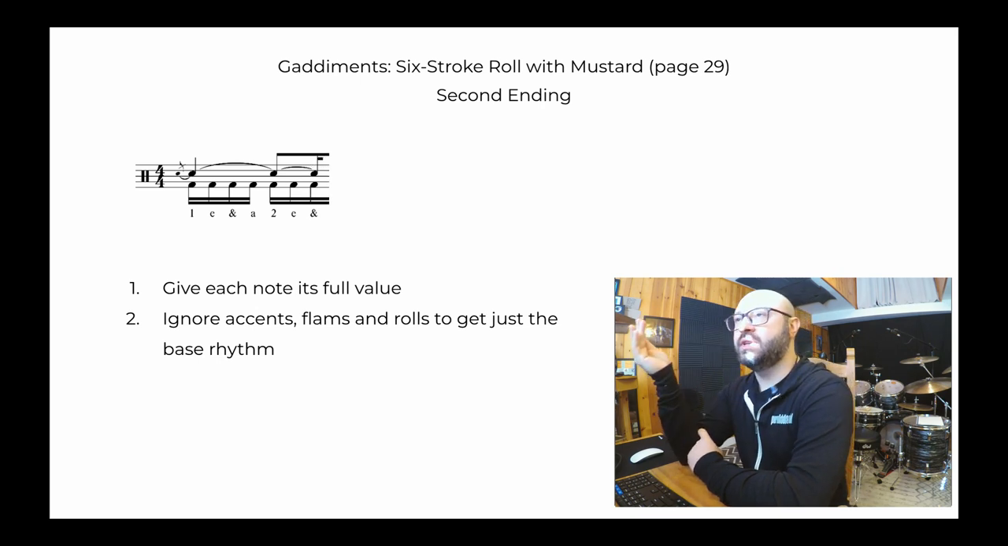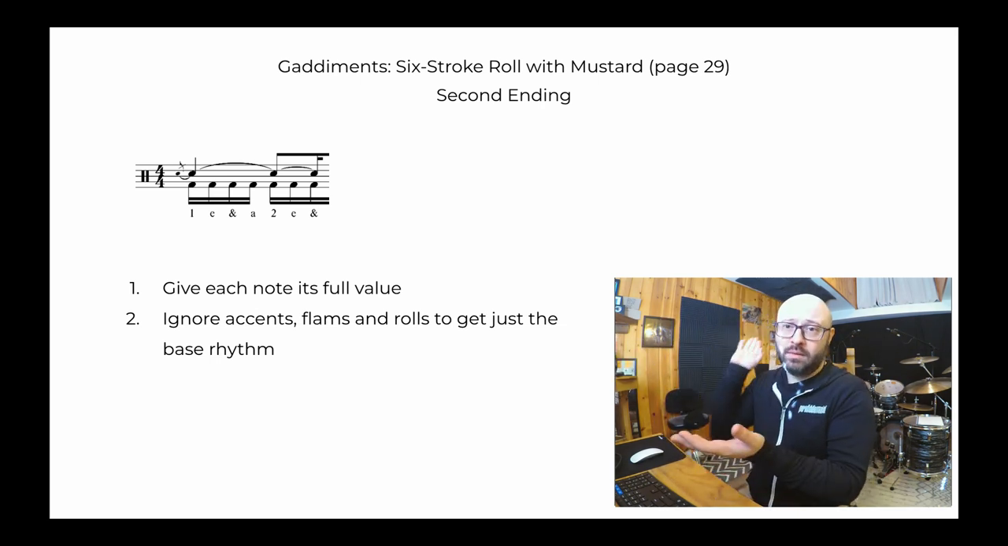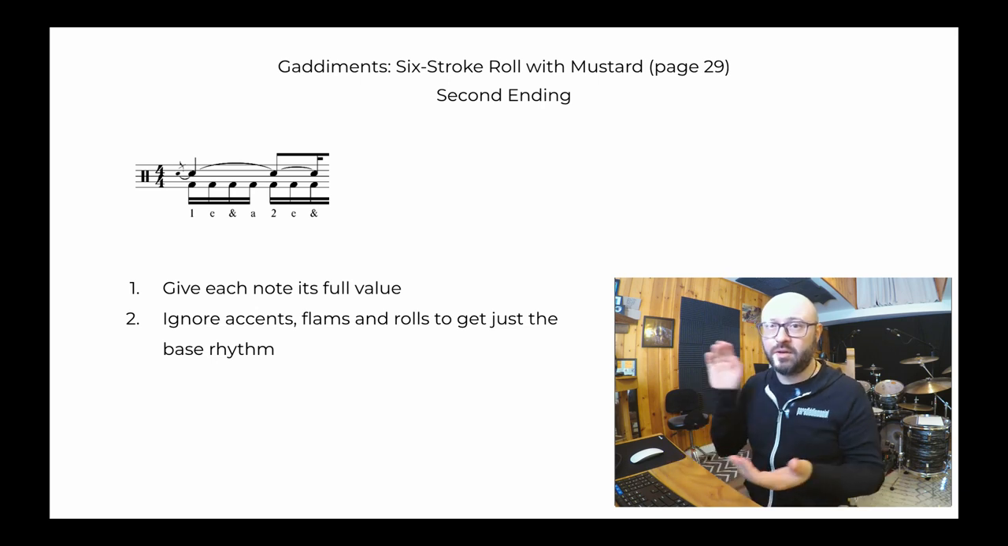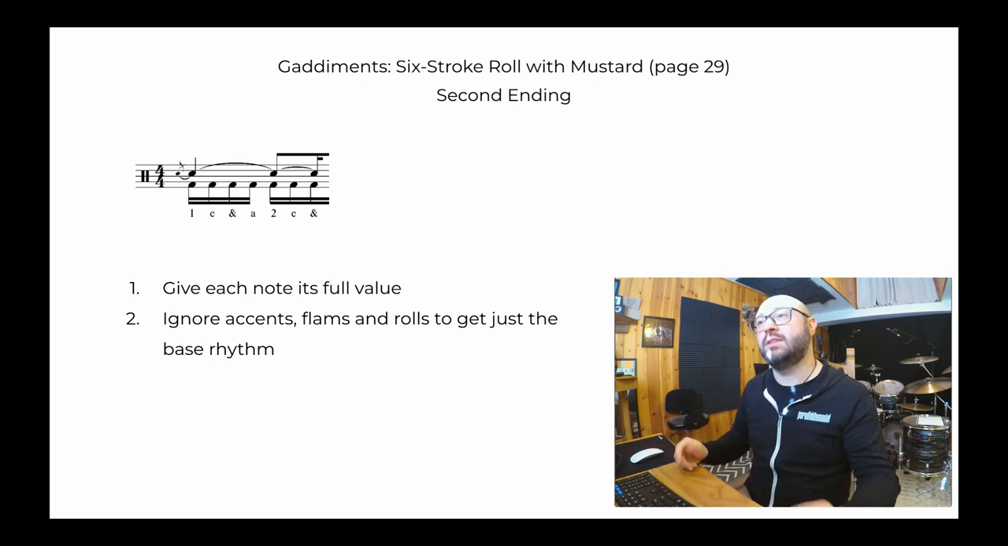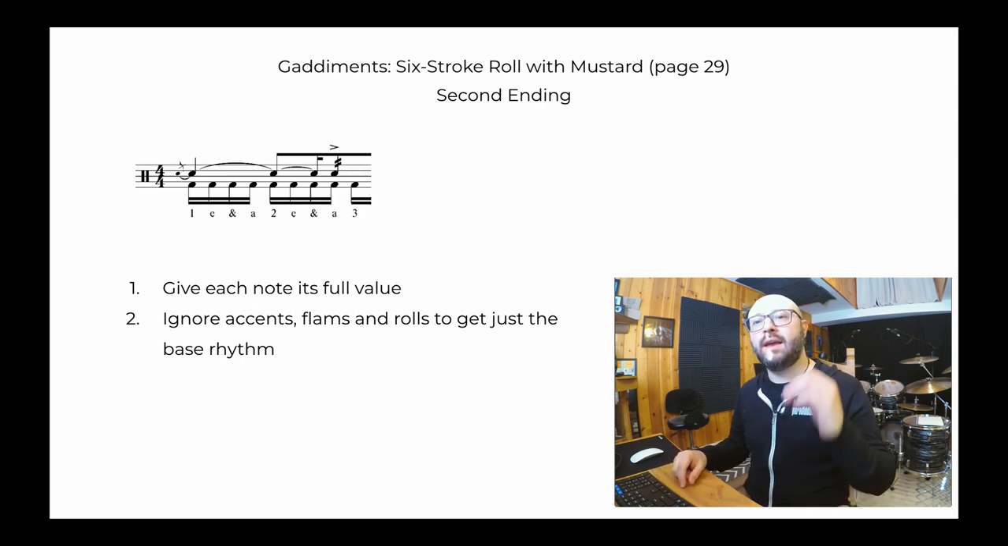The next available place to play is the and of two. And there we go. We have a 16th note. All of that is tied. So that means you play one, one E and a, two E and. All of that is covered by one hit because of the ties. So the next available place to play is the and of two. And again, it's an eighth note.